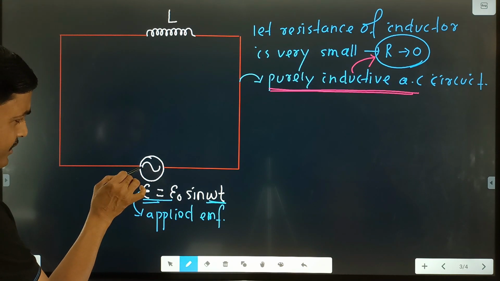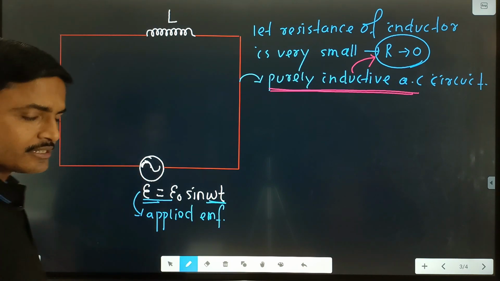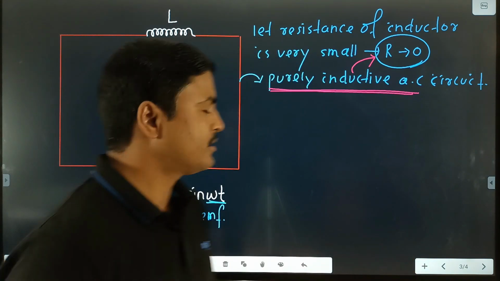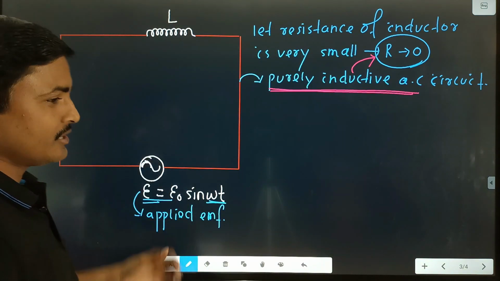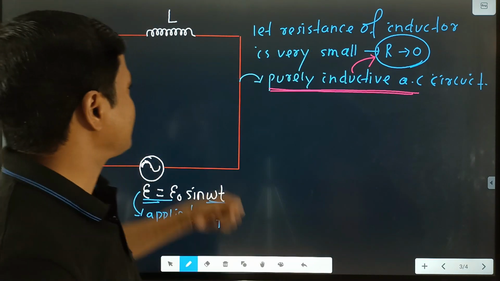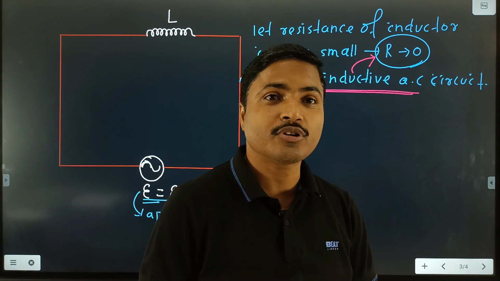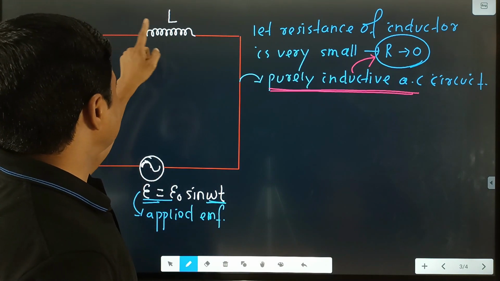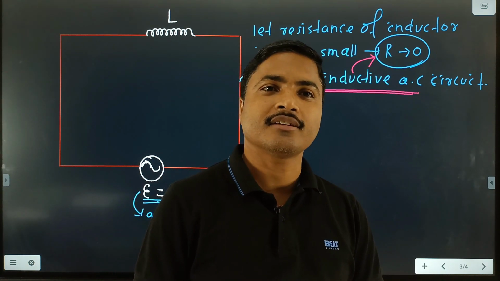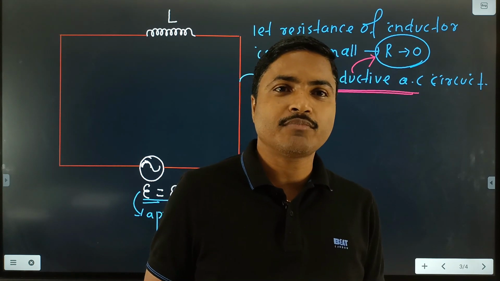Suppose, look at the circuit diagram. Here the magnitude of the current is not constant. Initially it increases, this is the maximum value, and again it decreases, because that is alternating current. If the magnitude is not constant, the current flowing through this circuit is also not constant. If current is not constant, then what happens? If current flows through a coil, then you know a magnetic field is produced. If current is not constant, the magnetic field produced inside the inductor is also not constant. That means the magnetic field is changed. If the magnetic field changes, magnetic flux also changes.